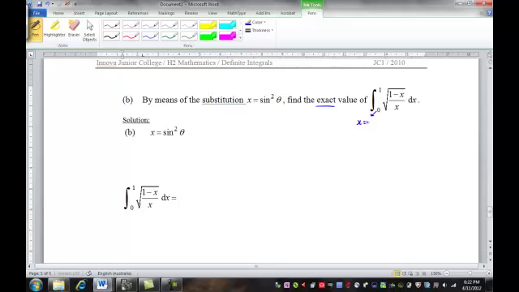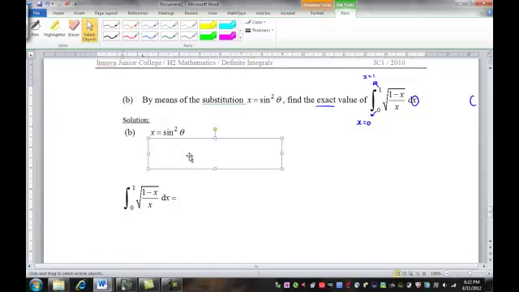Now, this is the lower limit, 0. This is x equals 0. And the upper limit is 1, which means x equals 1. Why x? Because the variable that this problem is integrating with respect to is x. Okay? So what do we do? Later on, you're going to change the variable x to become theta, the new variable, which is why we need to find the new limits.